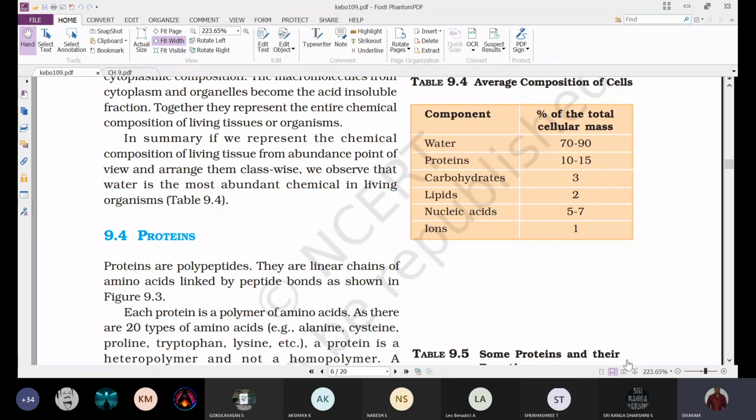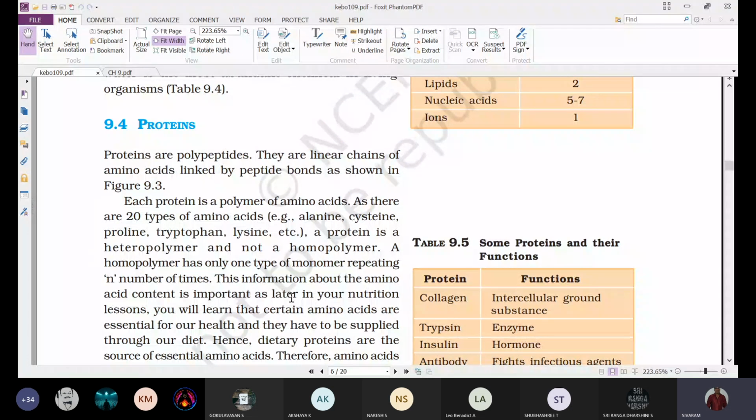So that is water. Water provides the aqueous nature to the cell. All the biochemical activities that take place in living organisms take place in the presence of water. Water acts as a medium for all these biological activities. So there is no surprise in water having a higher percentage, that is 70 to 90%.